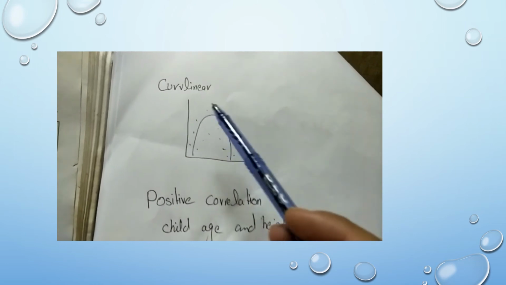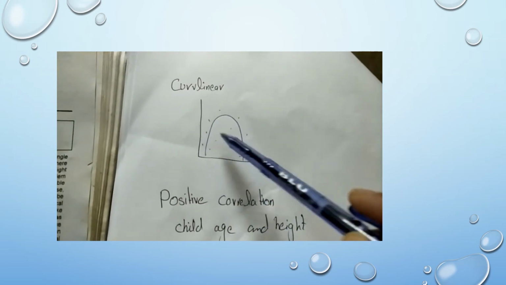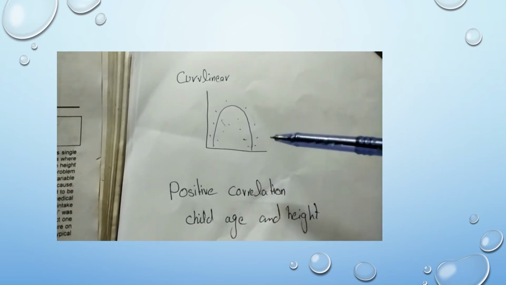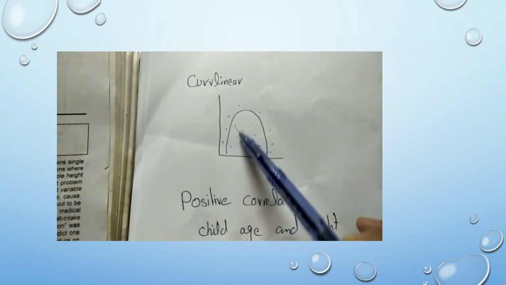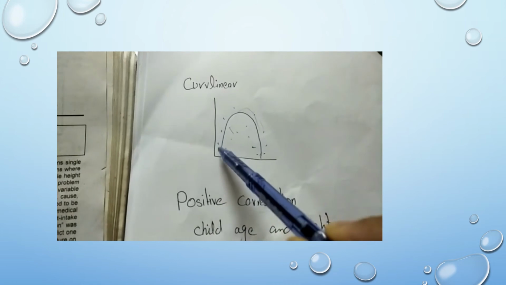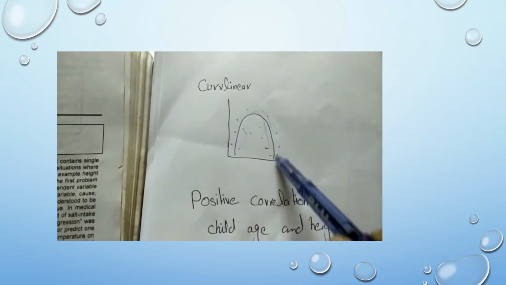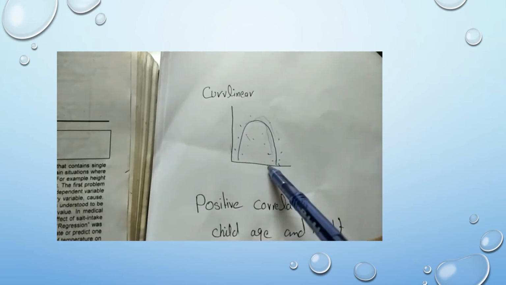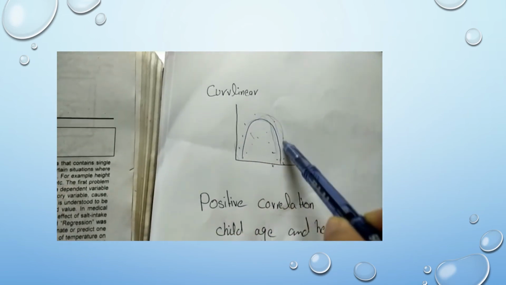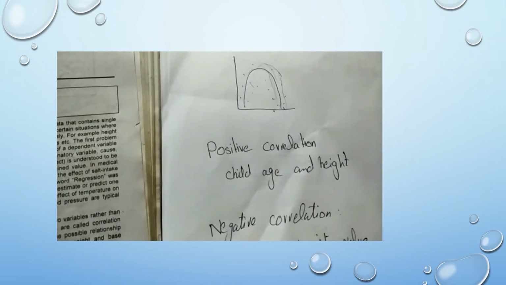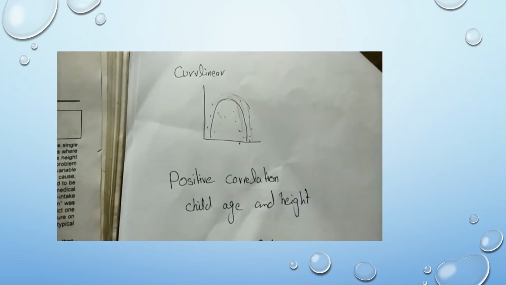This relationship is curvilinear in this form. The data or the points on the scatter diagram are in the form of a curve. So when the data or the scatter diagram is represented in this form, we say it is a curvilinear relationship.